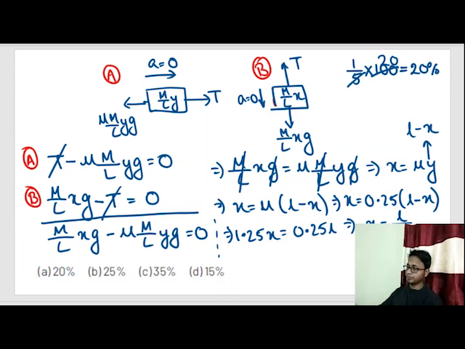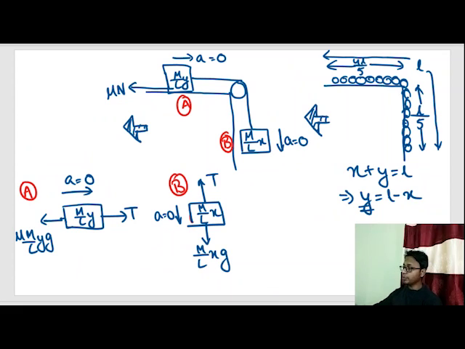So that means our correct option is A. That means 20% of the total length can be hung from the table so that the chain does not slip off. If it is greater than 20%, the chain automatically starts slipping down.